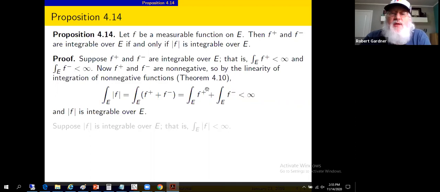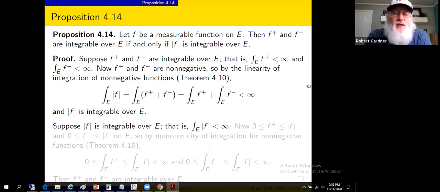Linearity gives us this. We know, or we've hypothesized here, that the positive part is integrable and the negative part is integrable. That is, this and this are both finite, so their sum is finite. And so the integral of the absolute value of f is finite. That is, the absolute value of f is integrable, in the sense that that term was introduced at the end of the last section, meaning the integral is finite. So if positive and negative parts are integrable, then so is the absolute value.